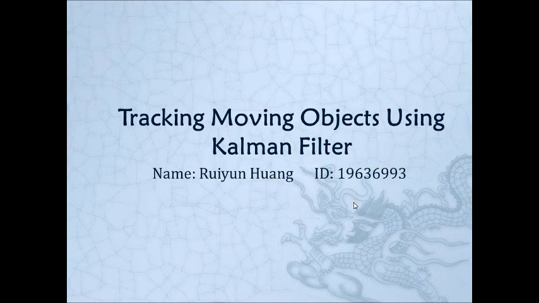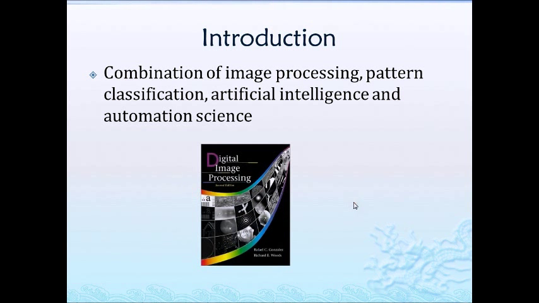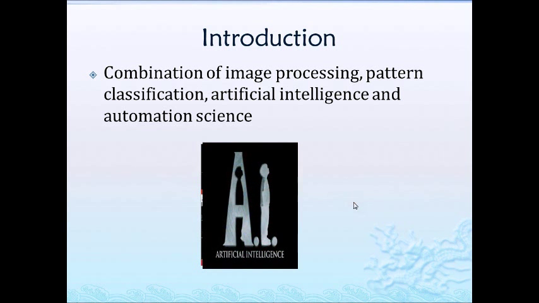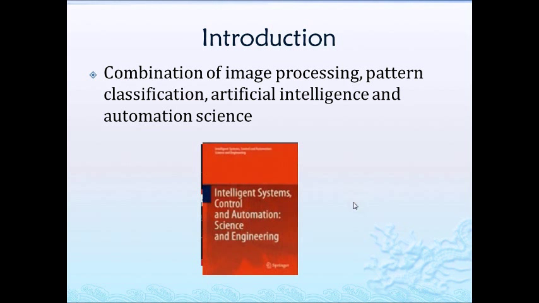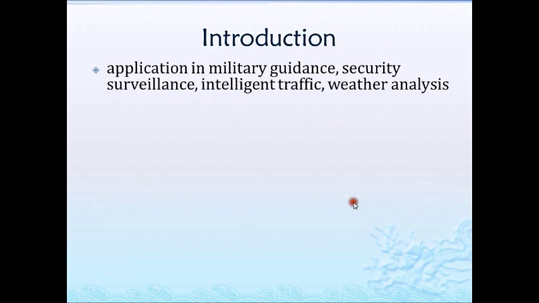Hello, my name is Ruyun Huang and my project is tracking moving objects using Kalman filter. At first, there is a popular technology combining image processing, pattern classification, artificial intelligence, and automation science together. Yes, it is the tracking of moving objects.